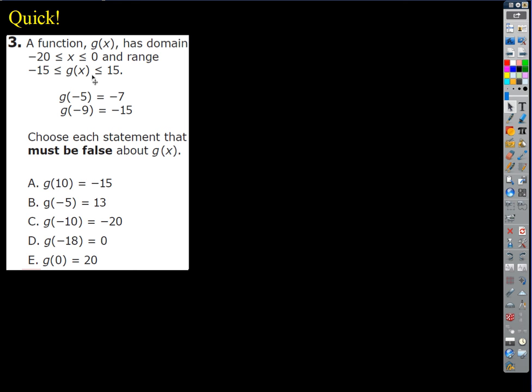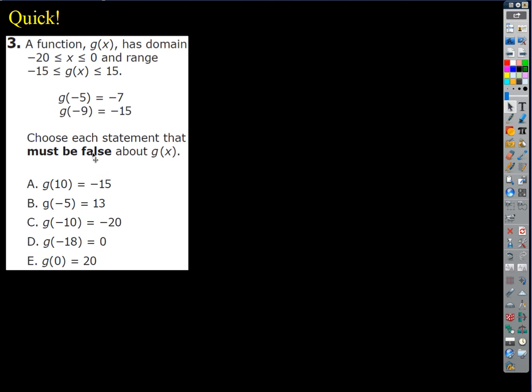So let's just go through these one at a time. How about the first one? G of 10 equals 15. Okay, something's wrong with that. What's wrong with it? Yeah, look at that. 10's not in the domain, is it? Right? So right away we can see, yeah, we got a problem there. Not in the domain, right? So that one is false.